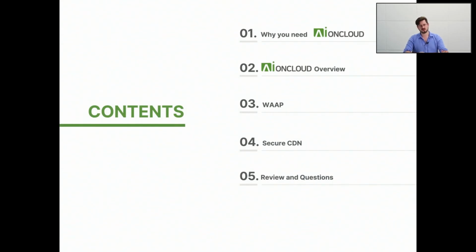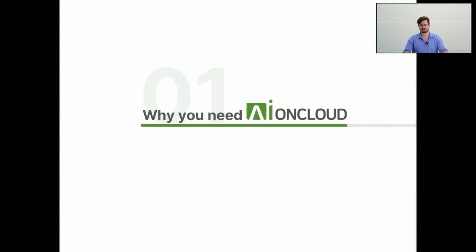Now, moving on to what we're going to be talking about today, I will start by explaining why we need Ion Cloud in terms of the internet today and the threats that we all face, followed by an overview of what our products are and how they work before moving into a much deeper view of our WAP and secure CDN services. After which I will answer any questions you might have on the presentation today. So let's jump on in.